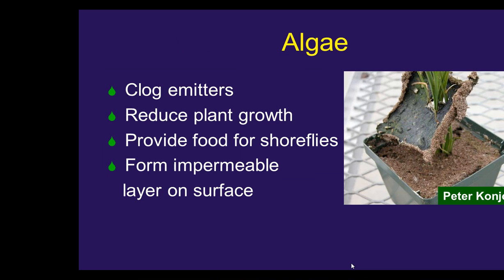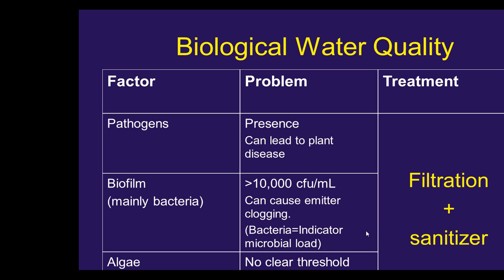And last, we have algae. There is no clear threshold of how much algae can be a problem, but we all know that algae can clog emitters. It can reduce plant growth because some algae species release toxic substances. It can also provide food for shoreflies, and shoreflies can move pathogens from one plant to another. And it can also form an impermeable layer on the surface, like the one in the picture, which you can imagine results in uneven irrigation.